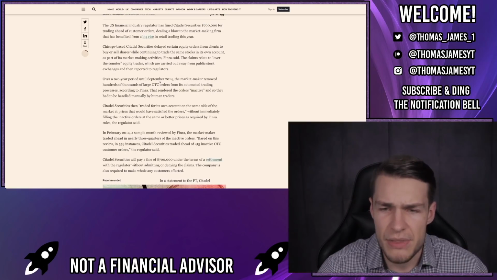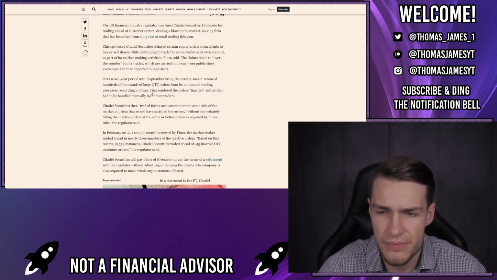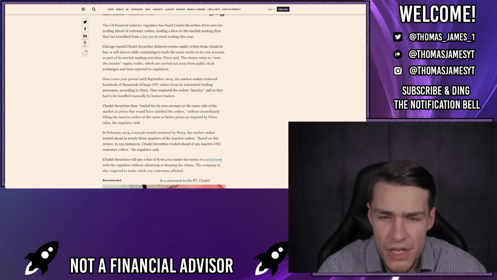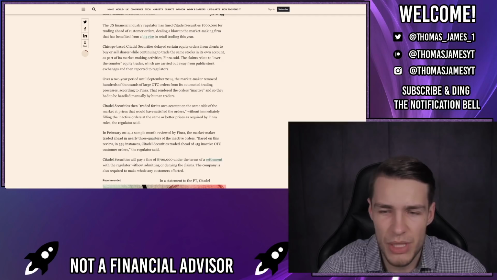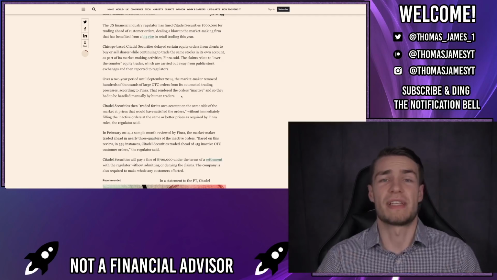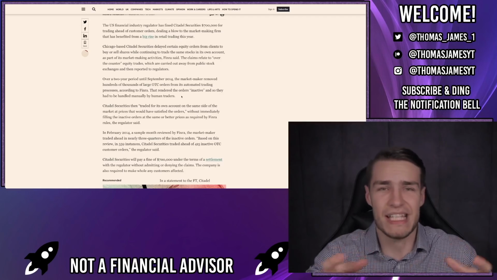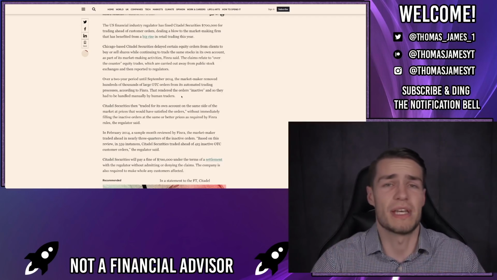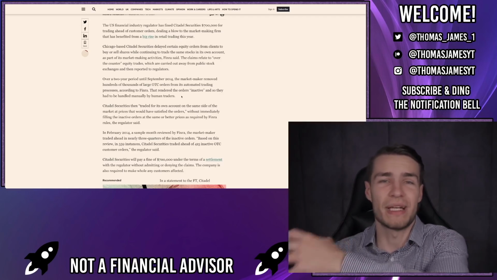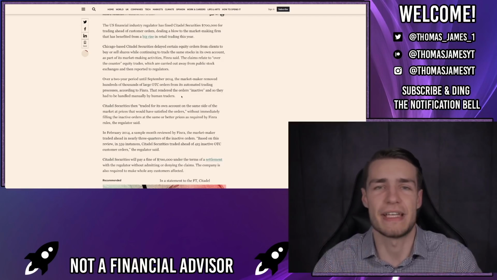Over a 2-year period until September 2014, the market maker removed hundreds of thousands of large over-the-counter orders from its automated trading process. That rendered the orders inactive, so they had to be handled manually by human traders. So effectively Citadel is getting all of our buy orders and then inactivating them or deactivating them before they send them to the exchange, and then doing whatever they want in the meantime before reactivating them.